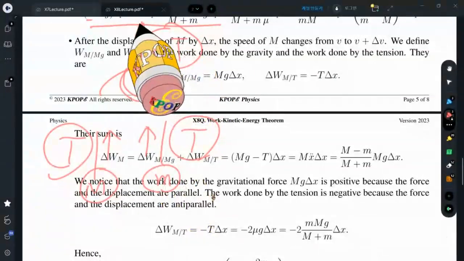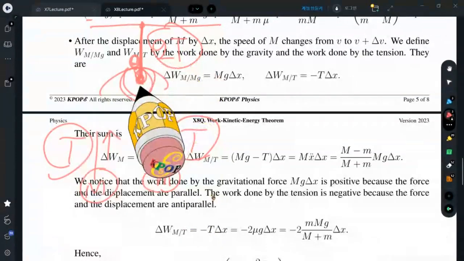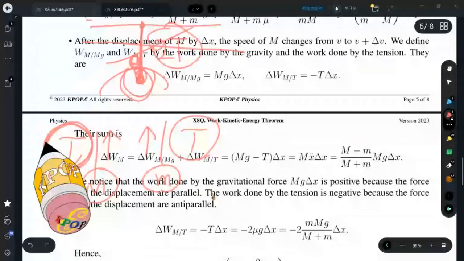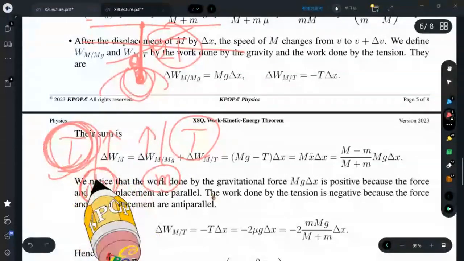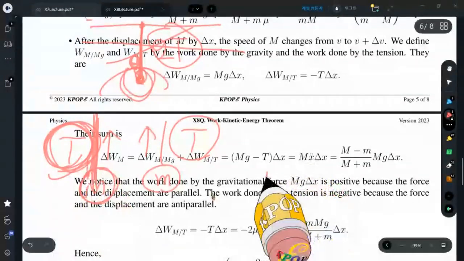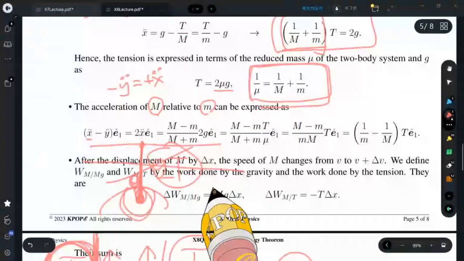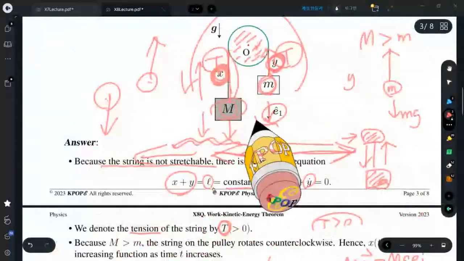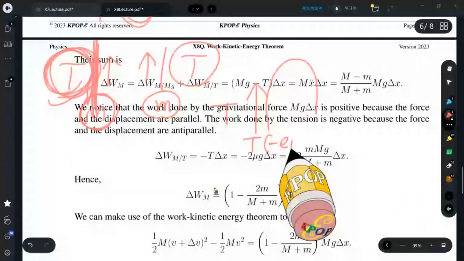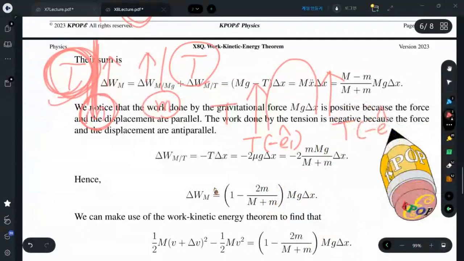Anyway, this one does not contribute to the system because there is no displacement anymore, so we forget about this. However, this tension contributes to the system because there is a change in position, this displacement. The tension on the left side, T, in the normal direction, that is, this is e1. We have T minus e1. And another tension, this is T minus e2 or e1.